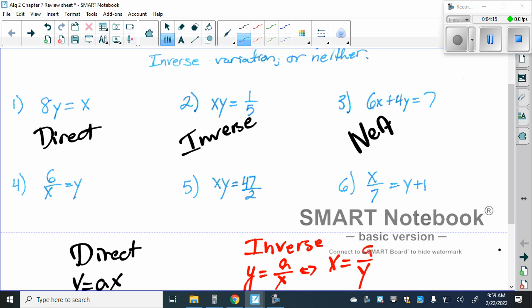Neither. And the biggest giveaway is the addition sign. I'm not going to throw any of those where it's technically inverse or direct if we can just manipulate it to get there.